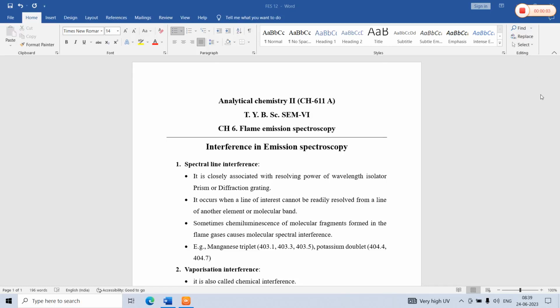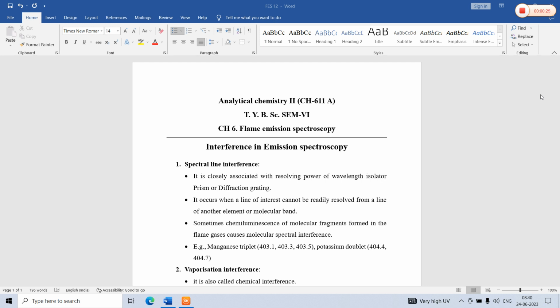Good morning everyone. This is a series of lectures for T.Y.B.Sc Analytical Chemistry semester 6 students. The course of this subject is CH611A, and chapter number 6 we are going to study is flame emission spectroscopy.